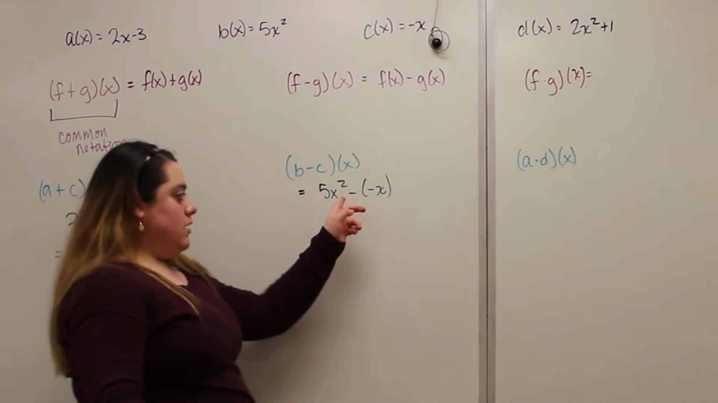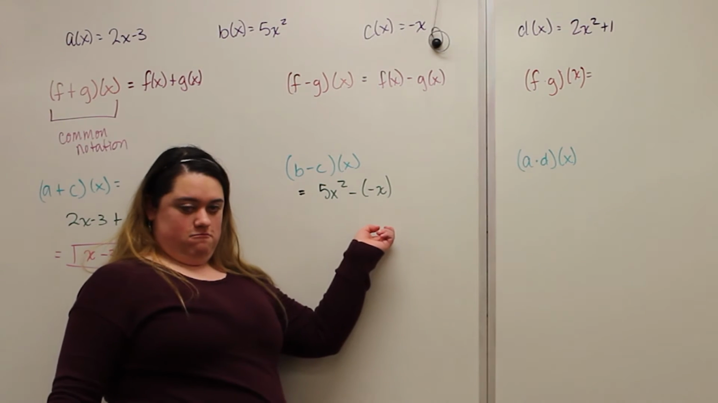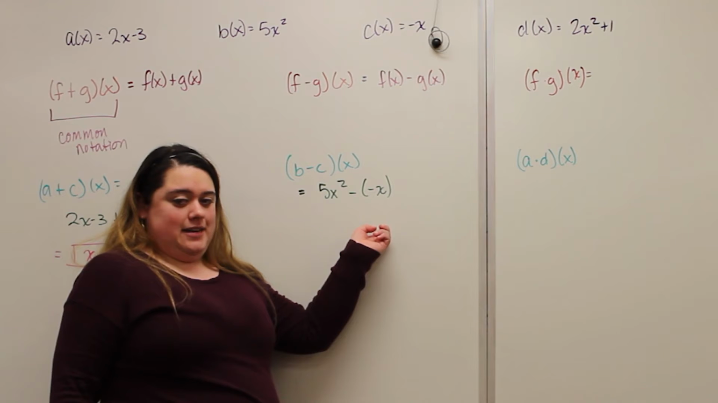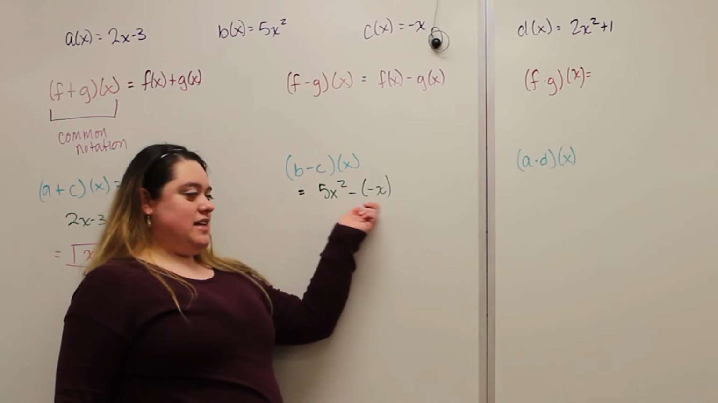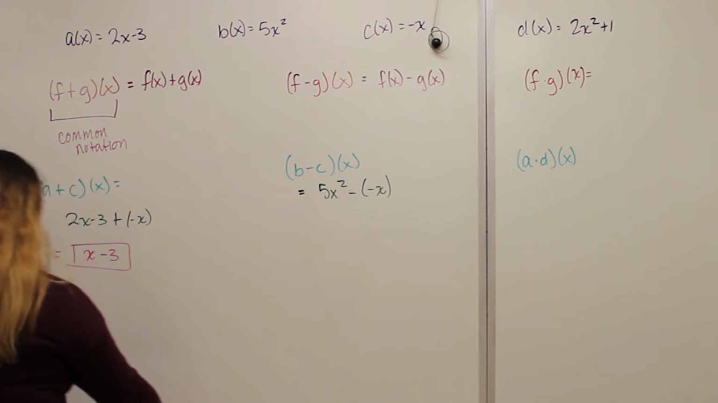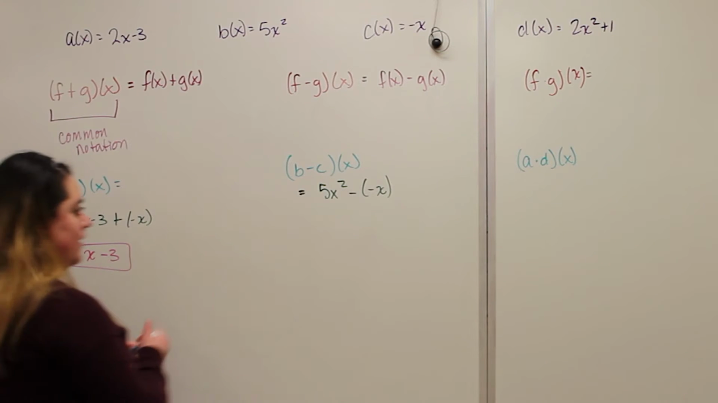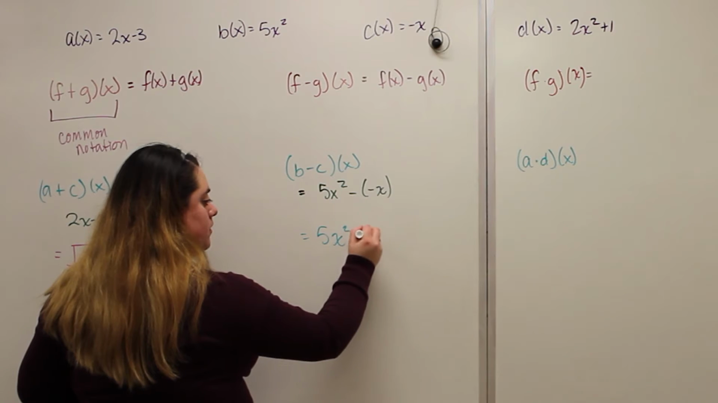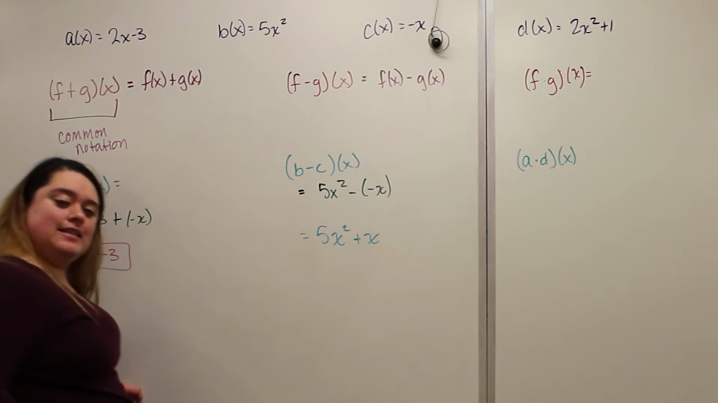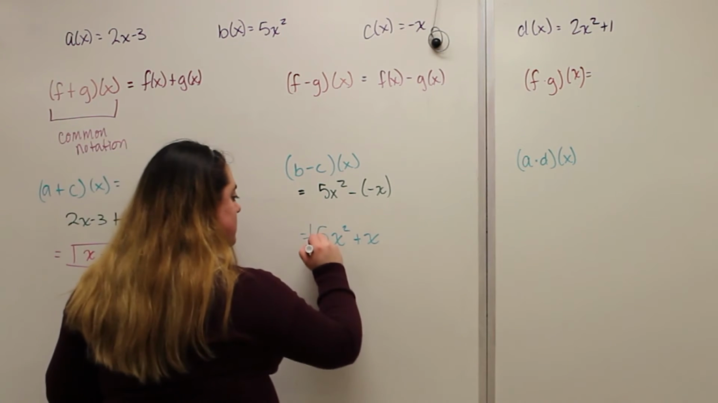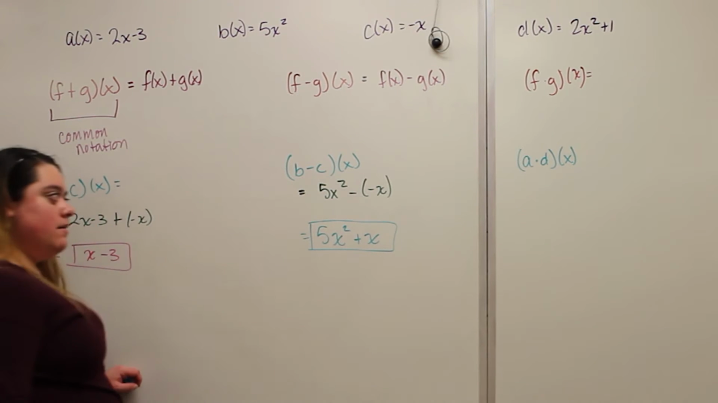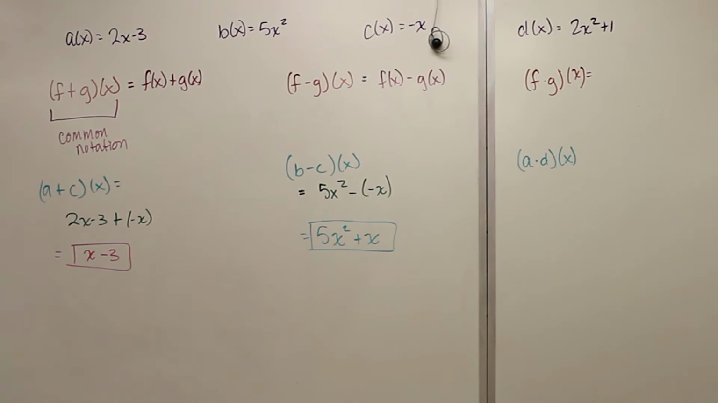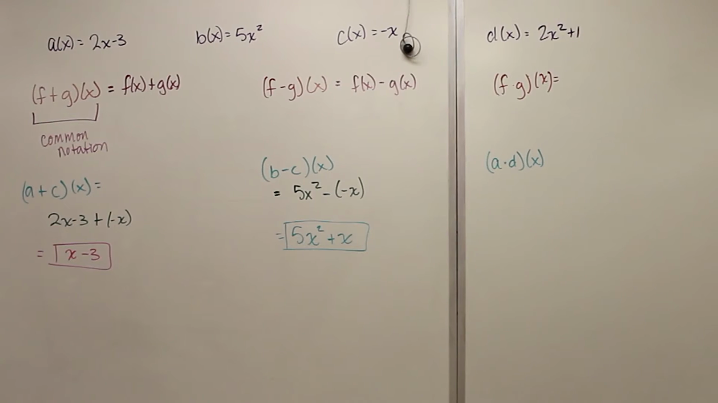A reminder: a negative and a negative become a positive. So I just get to add that x in, and I end up with 5x squared plus x. I can't simplify that any further, so this is my brand new function, (b minus c)(x). I've got two other types of functions that I've got to do.